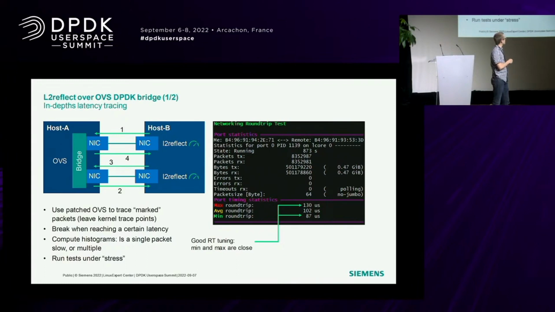We see them show up here in the second instance of the application. Then they are reflected. And once they are back here, we can measure the time and see how much this whole round trip over the Open vSwitch over 4 NICs took.